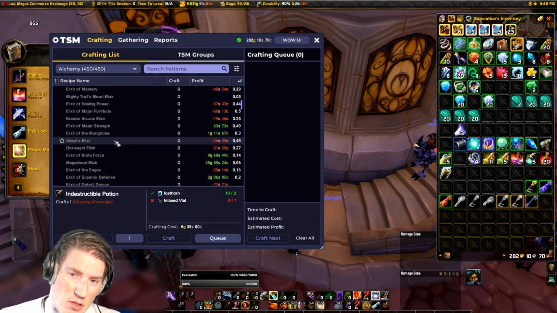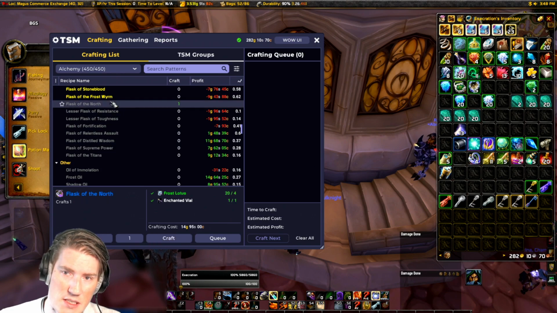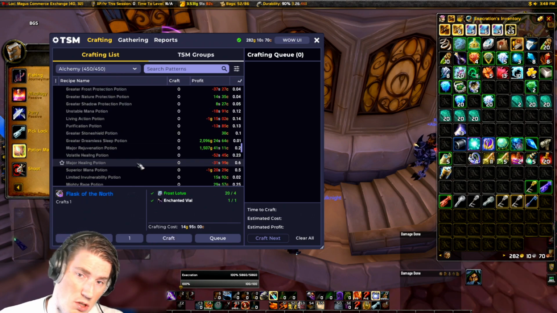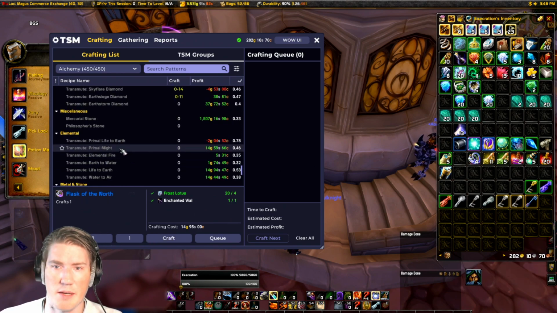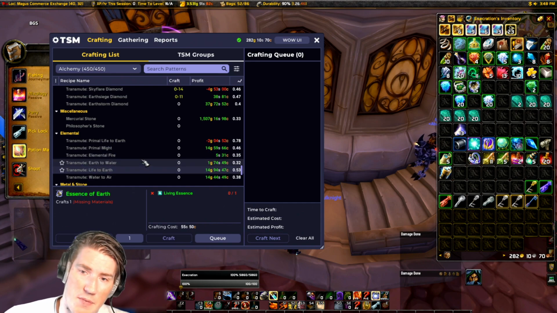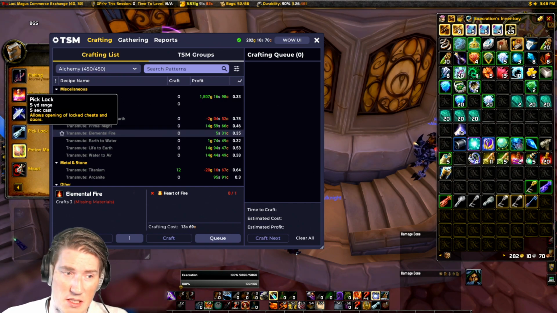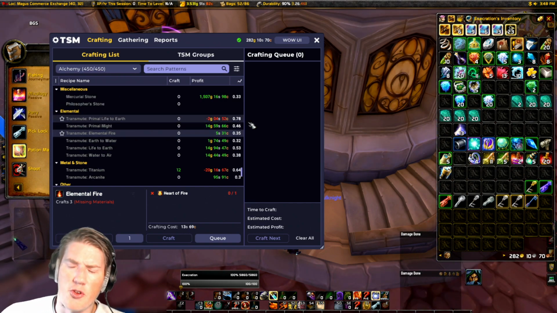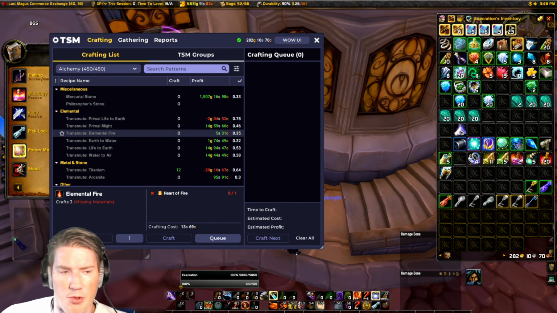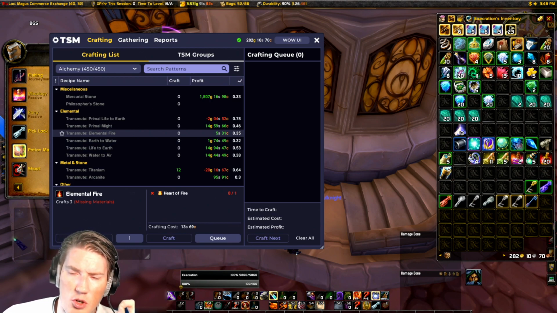Elixir Master, going to do the same thing for elixirs and flasks. And transmutes, going to do the same for transmutations, obviously. And then you'll get the bonus on the transmute recipes, essentially. So how do we figure this out? Well, I've built a spreadsheet, and we're going to take a look.